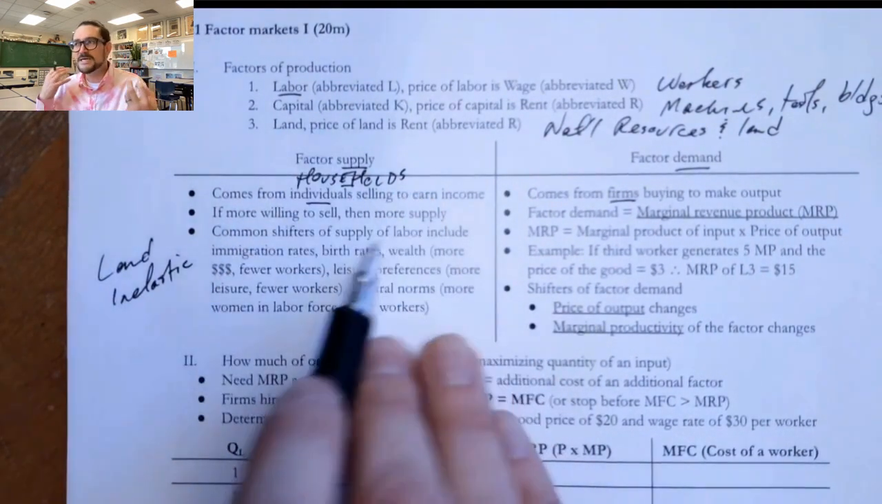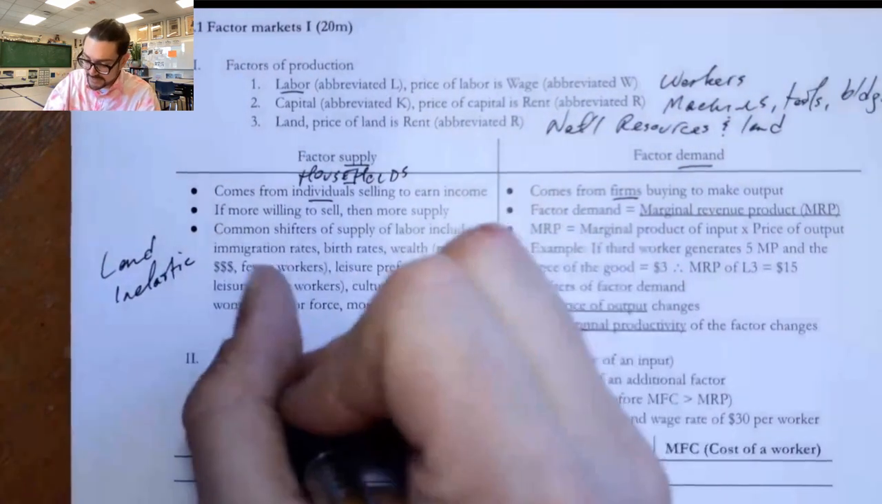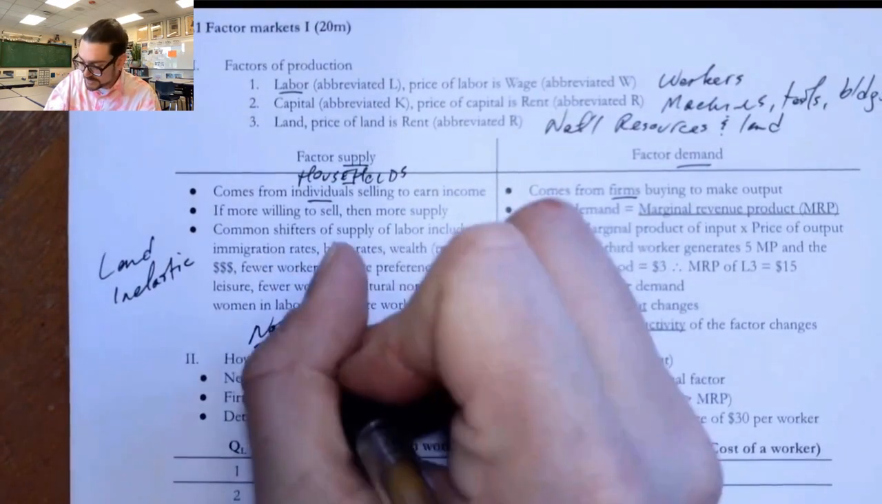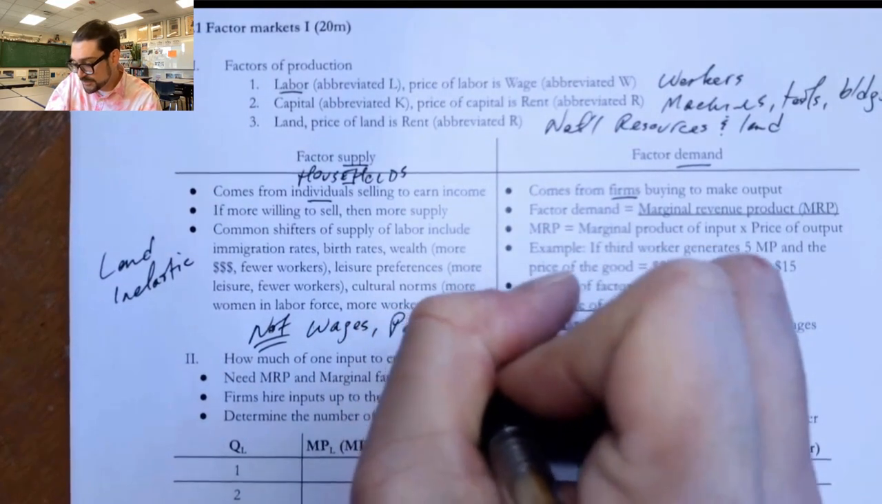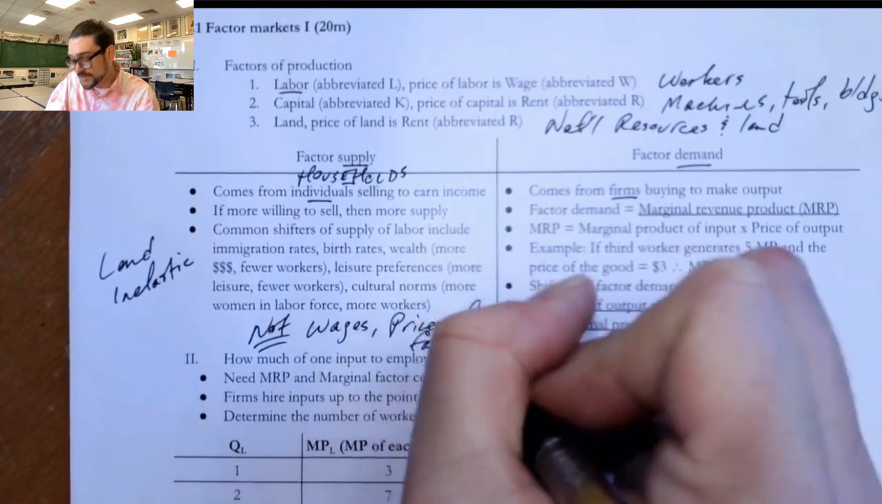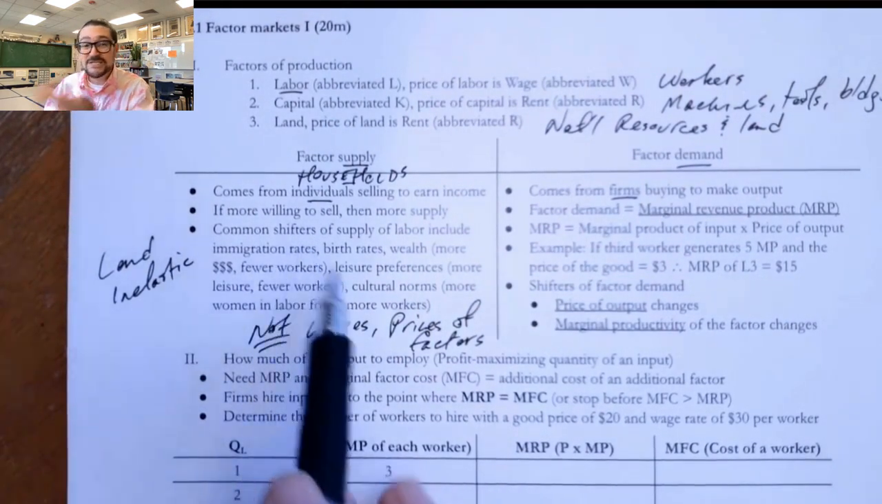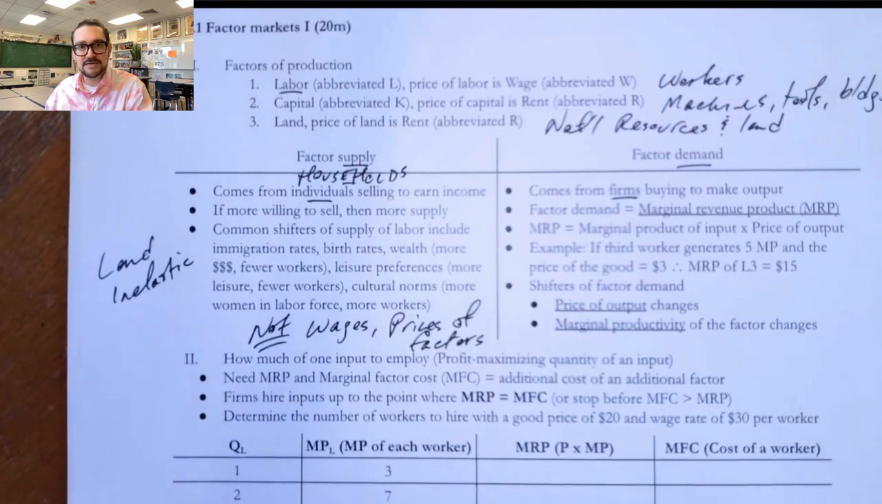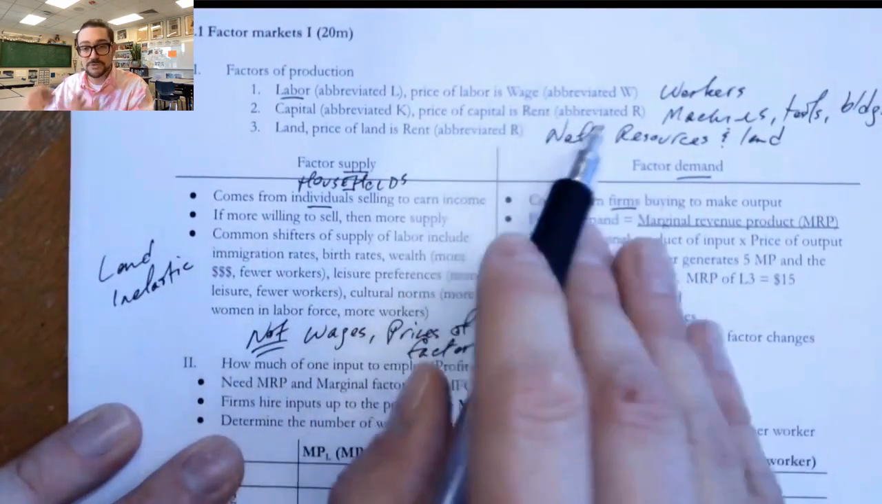And think about things that might shift labor, in terms of people's willingness to work. It's important to note that it's not the wages or the prices of the factors. Just as we learned in Unit 1, when we learned about supply and demand, price doesn't shift the curve. The wages for workers don't change the supply of labor. It just reflects a different price that's paid to that labor. So we'd say the price of labor is wage, the price of capital is rent, the price of land is rent. I've got these abbreviations up here that we'll use later.